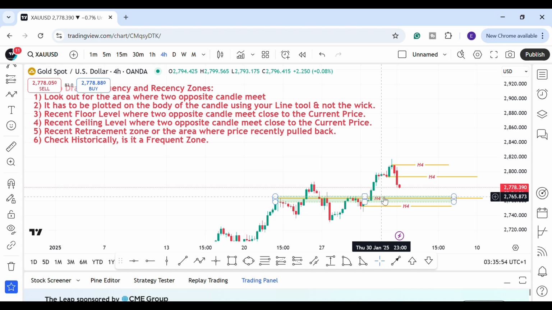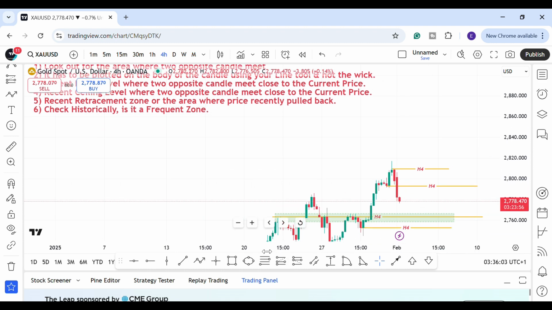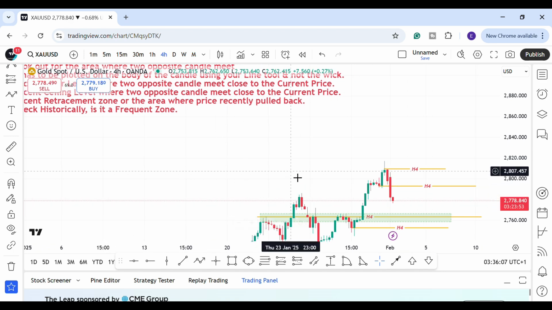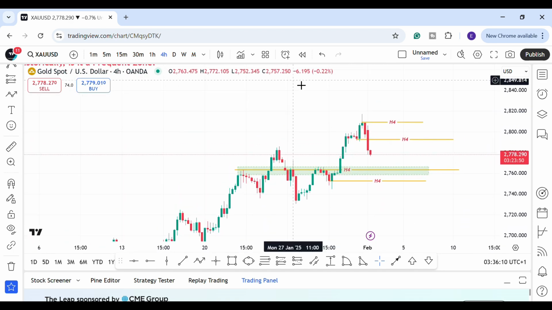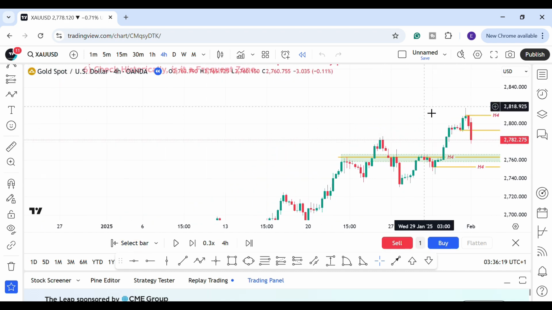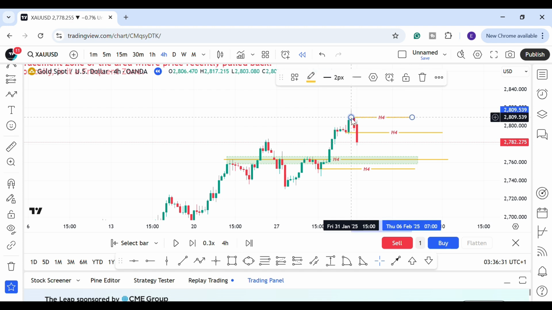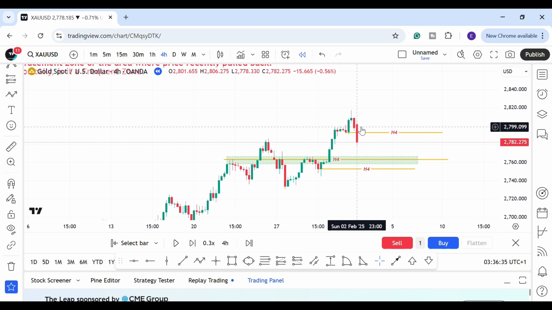Now how do you identify if the zone is valid? As you can see from this diagram, to identify if the zone is valid, it has to have two candles push to the downside. Let's do something like this. From this H4, the current market is yet to confirm, so this zone here is not yet valid, because we've not seen two candles fully form to the downside.